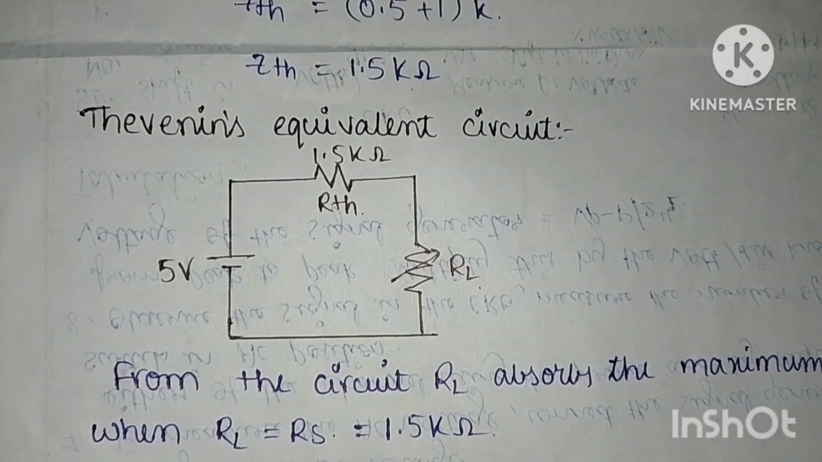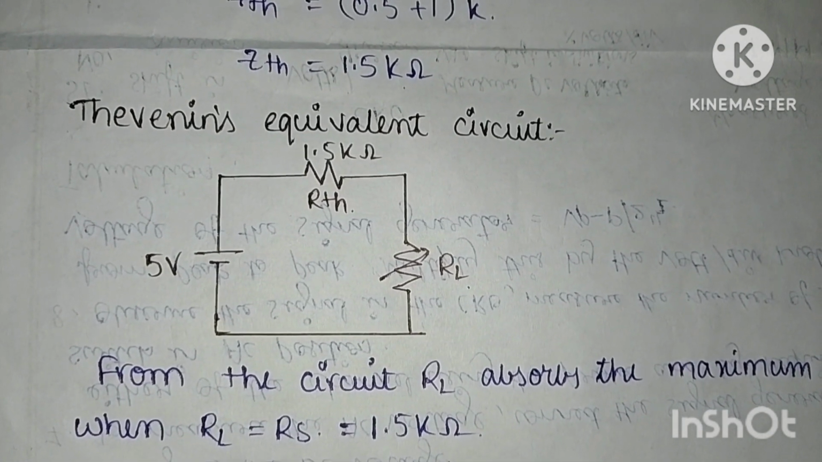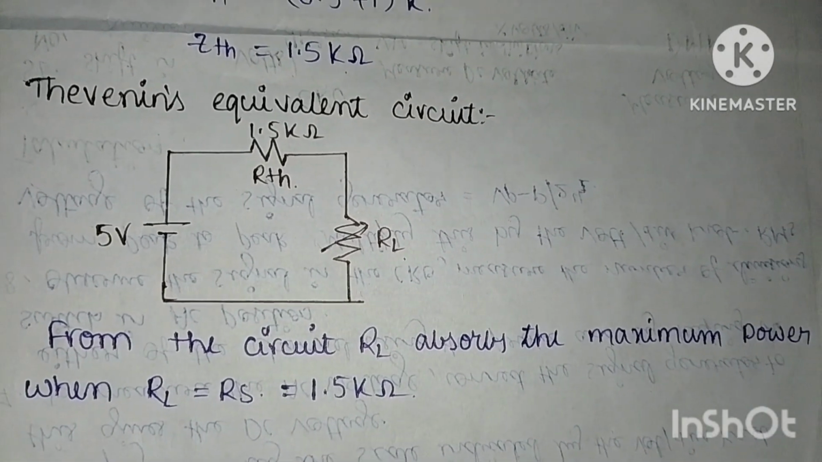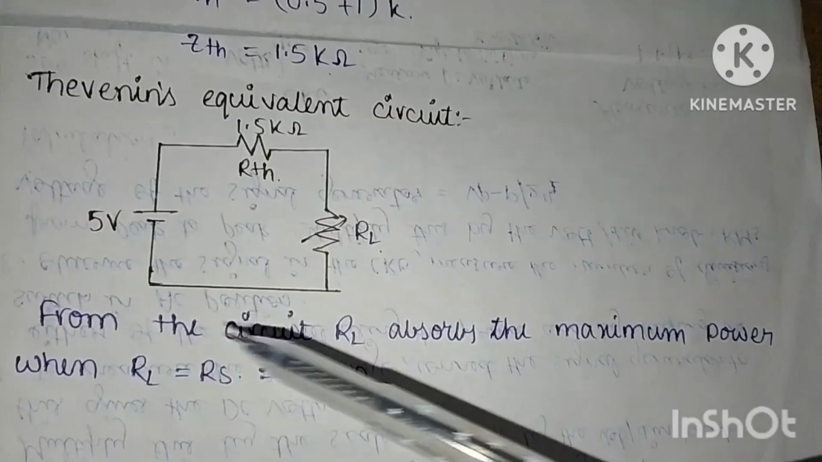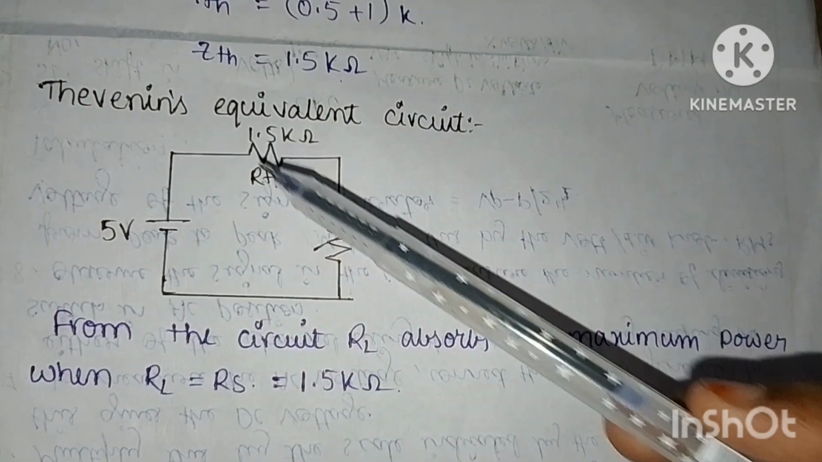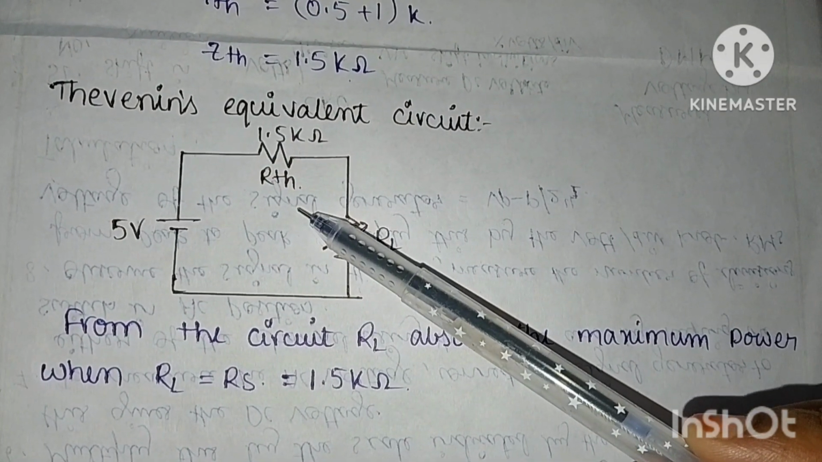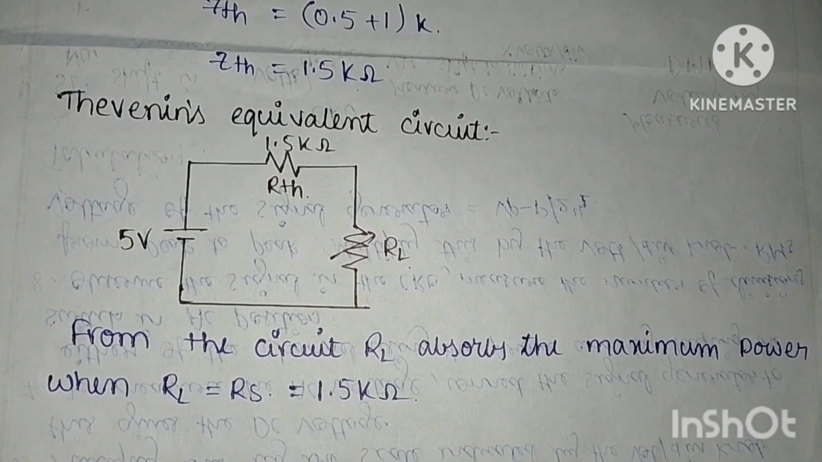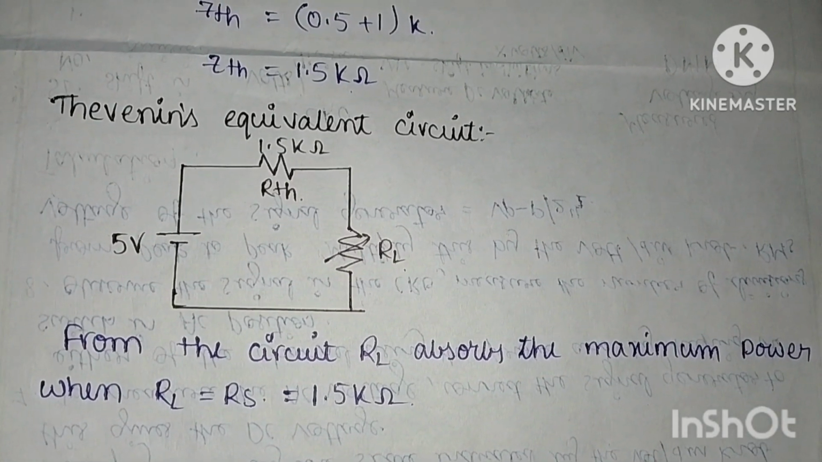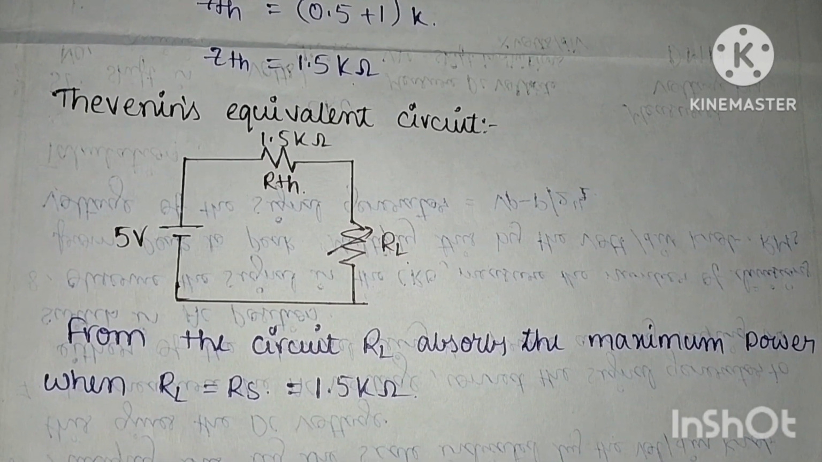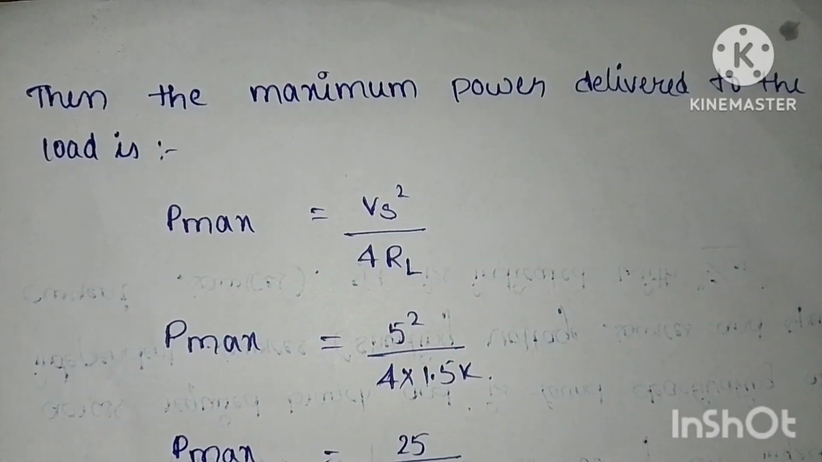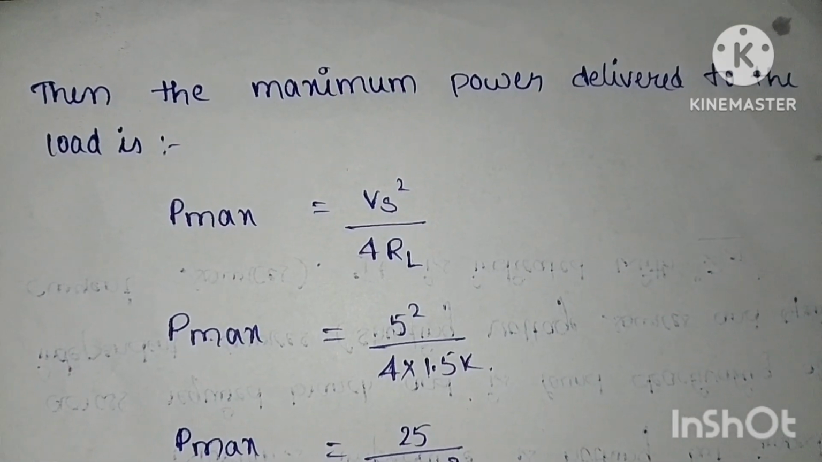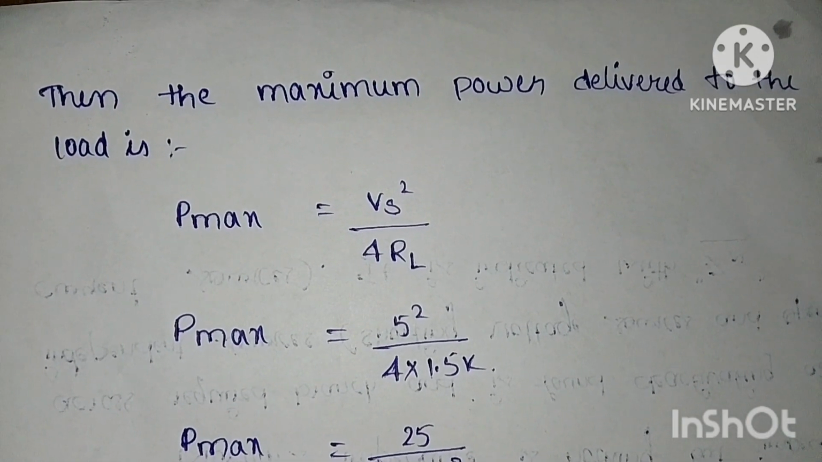Thevenin equivalent circuit. After the impedance calculations, we substitute the values of Thevenin voltage and Thevenin impedance, and the equivalent circuit will be modified like this. Here the voltage source Vs equals 5 volts, the source impedance, that is RThevenin, equals 1.5 kilo ohms, and then the load resistance. From the above circuit, RL absorbs the maximum power when RL equals Rs, that is RL equals 1.5 kilo ohms. In DC current, when the load resistance equals the source resistance, that is Rs equals RL, then the maximum power is attained by the load.